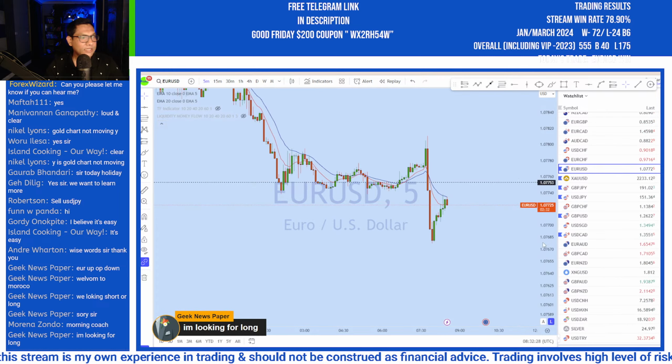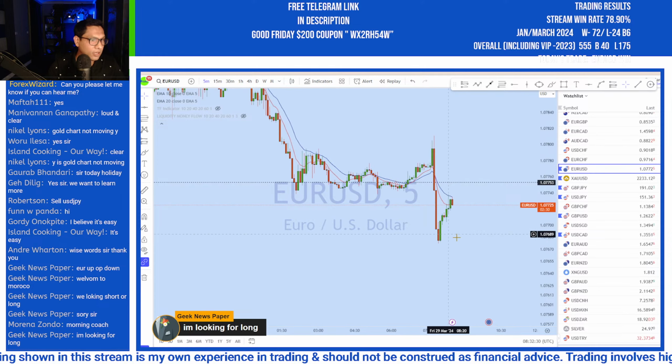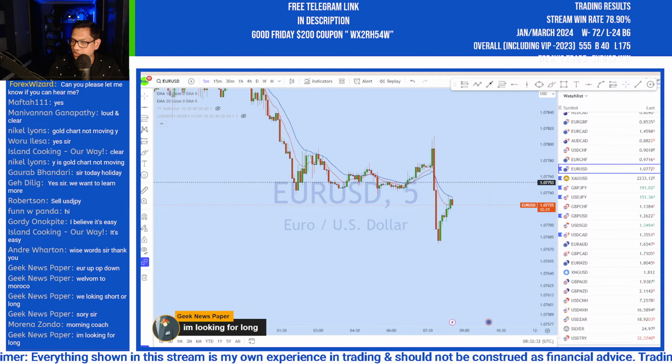So let's see here. We can see that gold, euro dollar has got a rejection here, waiting for the price to drop down here, and then we'll be looking for that entry.